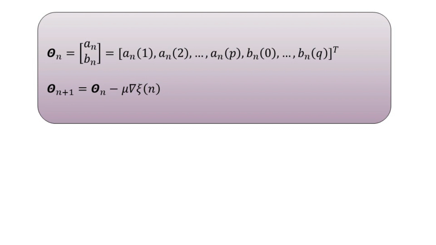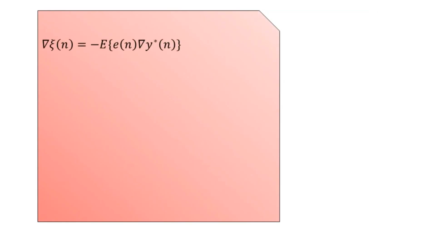Now in this representation there is one difficulty: the gradient vector involves the expectation term. The gradient of psi of n is equal to minus the expected value of e of n multiplied by the gradient of the complex conjugate of y of n. So it is very clear that unless the required ensemble averages are known to us, the steepest descent algorithm cannot be directly implemented. If we can't implement it directly, we have a choice to utilize the LMS adaptive filtering approach.